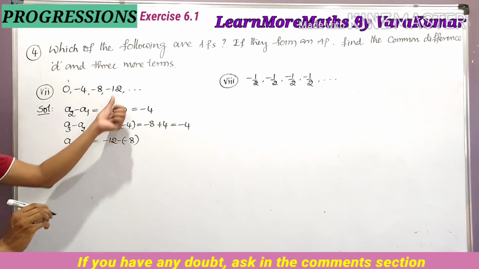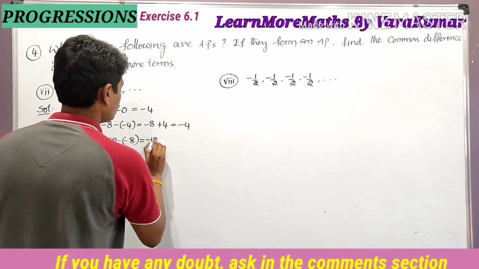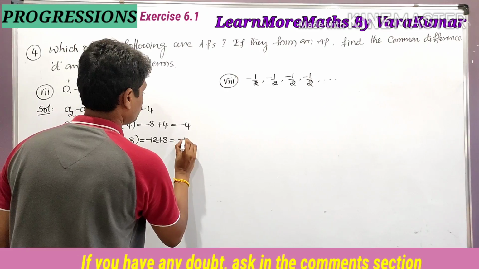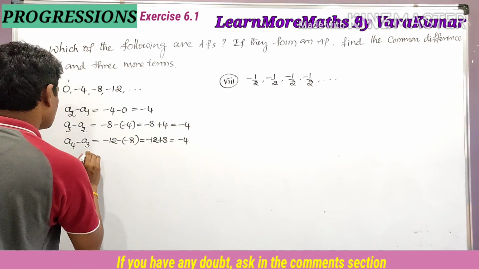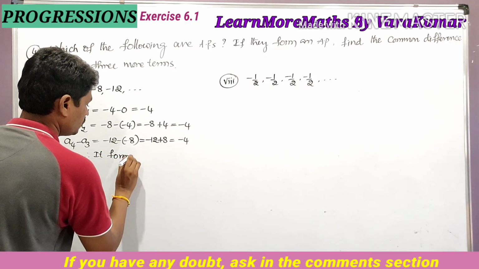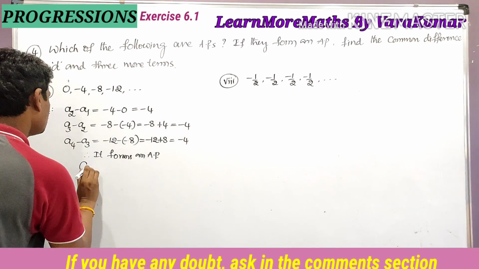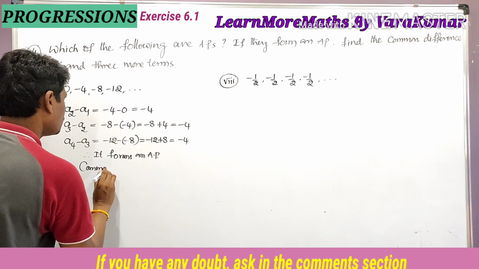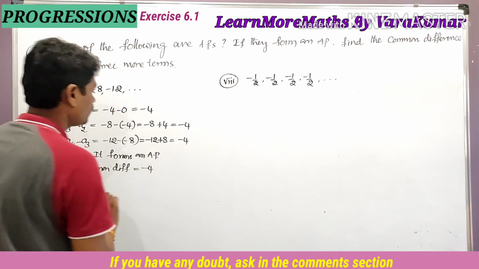So here a4 minus a3 is minus 12 minus of minus 8, that is minus 12 plus 8, which is minus 4. So student, the common difference is same, therefore it forms an AP. So common difference how much, student? Common difference is equal to minus 4.